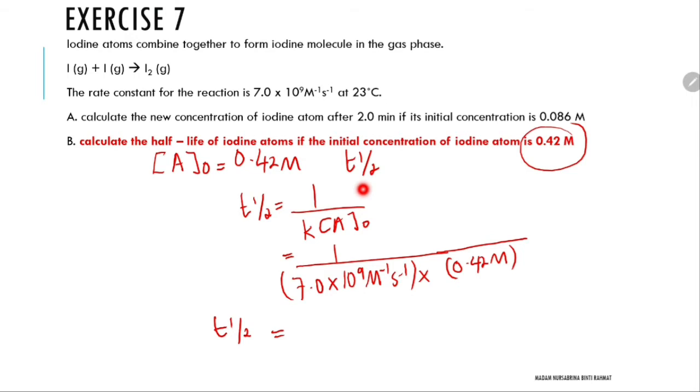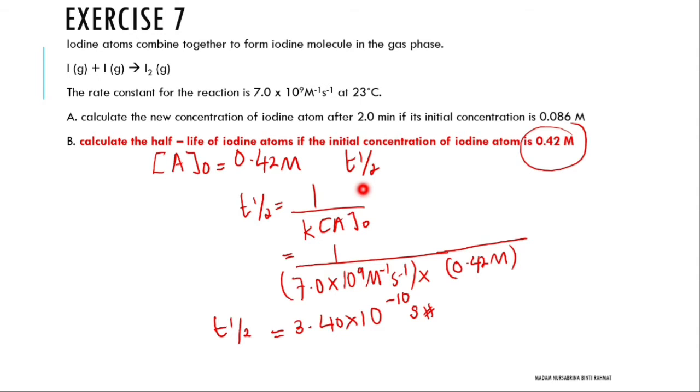Alright, so if you press your calculator, you will get your half-life to be 3.40 times 10 to the power of negative 10 seconds. It's very small. That means in this reaction, the half-life is very small, so the original concentration is quickly reduced by half. So this is the first half-life.